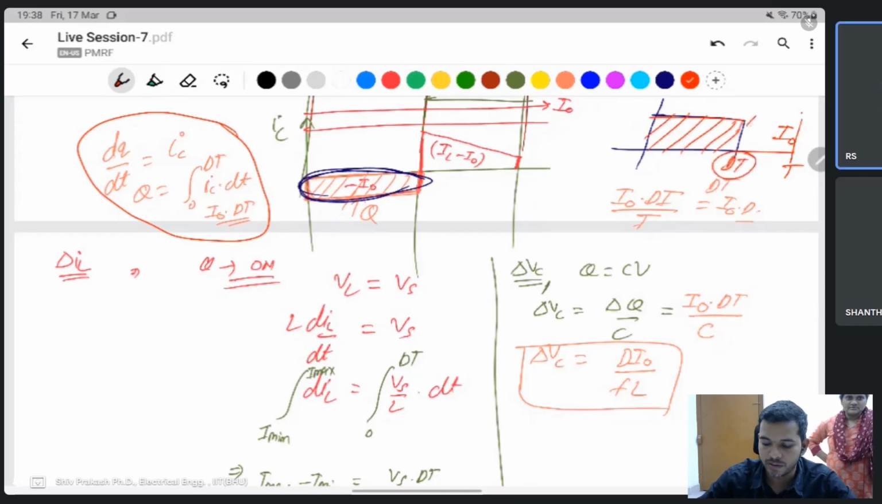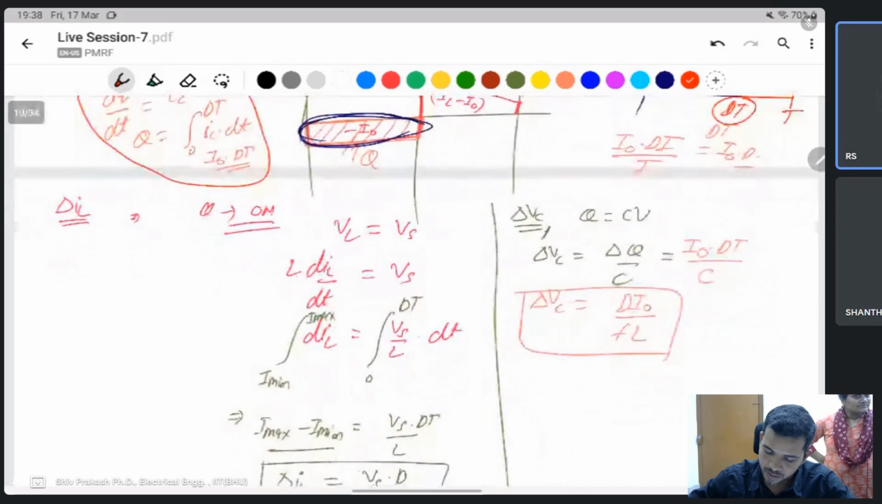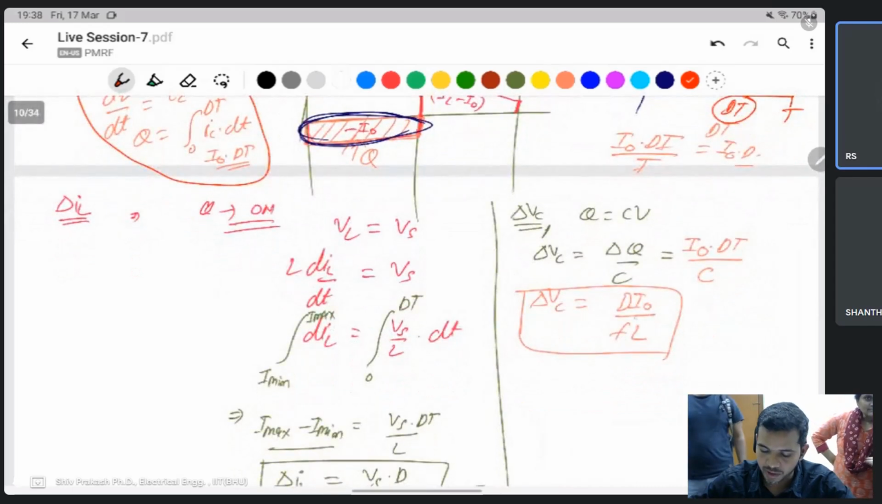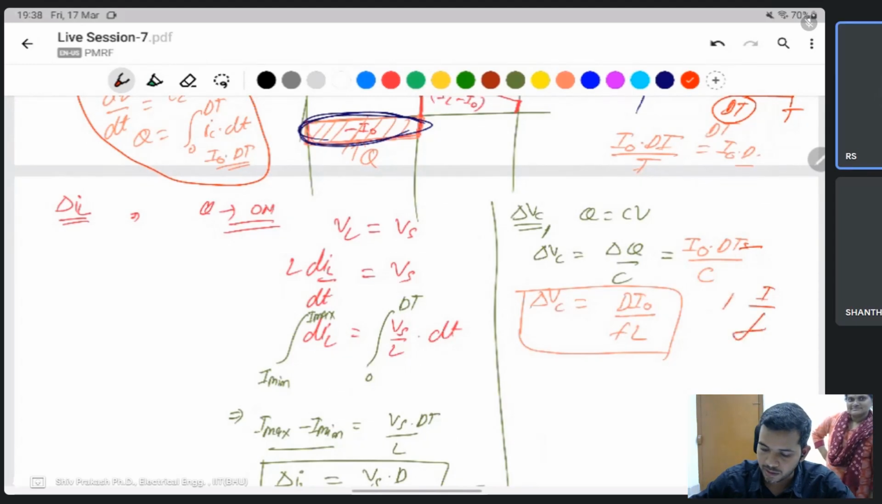This is FC on the denominator, so delta Vc is delta I naught by FC. This T is 1 by F. No, sir, this L will not come, right? It will be C. Oh, yeah. This one is C.